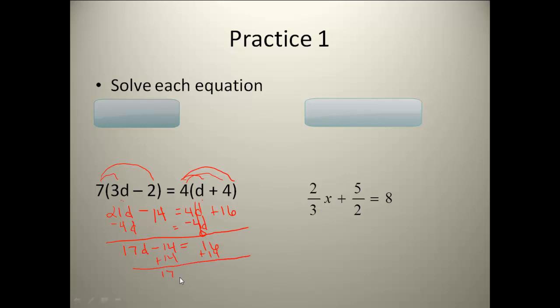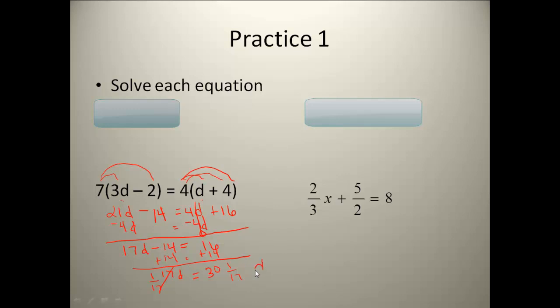And I have 17D. The minus 14 plus 14 is 0. And that is going to be equal to 30. Now to undo this timesing by 17, I can divide by 17. Or if you want to think of it as multiplying by 1 over 17, that would be the same thing. And I need to do that to both sides.